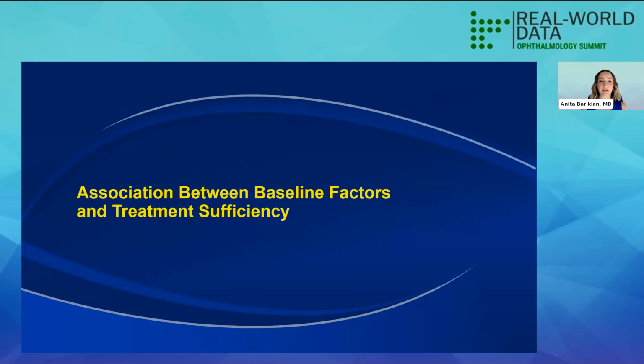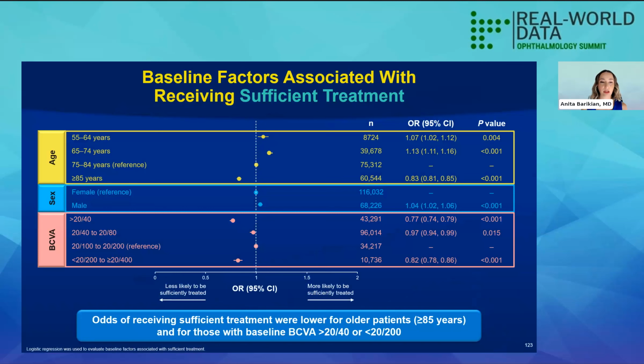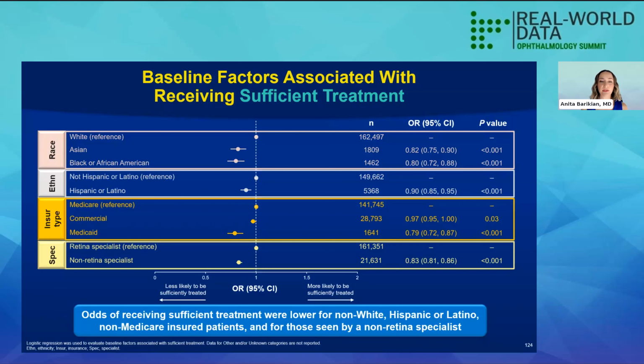Association between baseline factors and treatment sufficiency. So the odds of receiving sufficient treatment were lower for older patients above the age of 85 and for those with baseline visual acuity better than 20/40 or less than 20/200. And the odds of receiving sufficient treatment were lower for non-white, Hispanic or Latino, non-Medicare insured patients or Medicaid patients, and for those seen by a non-retina specialist.